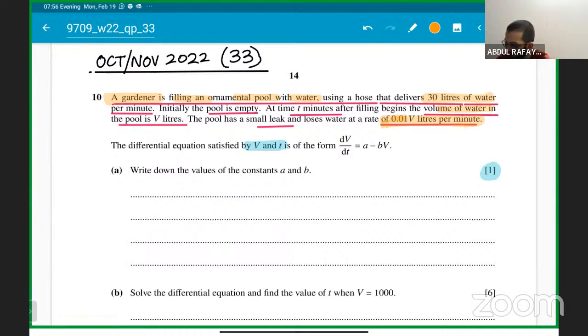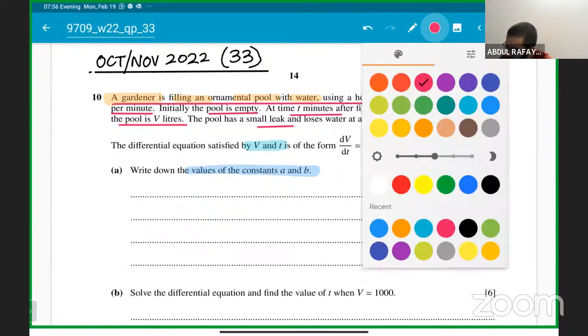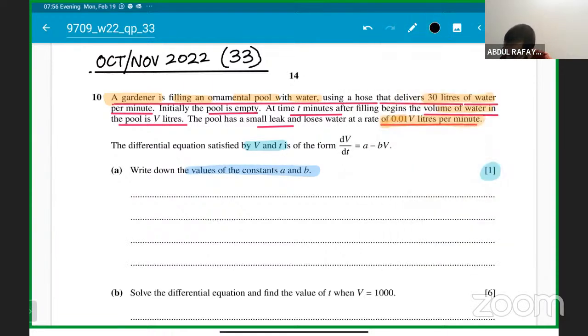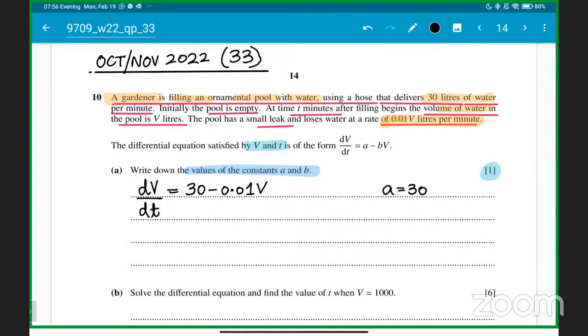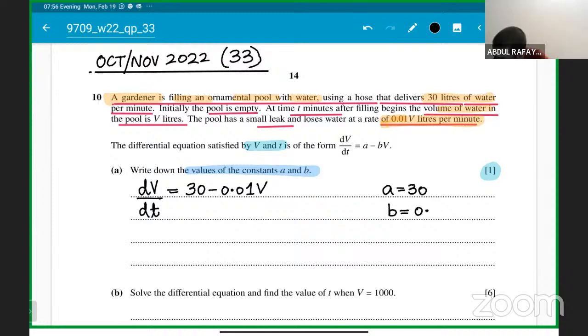So it's very simple. Write down the values of the constants A and B. It's very clear that the rate of change of volume with respect to t is coming in at 30 liters per minute and leaving out at 0.01V liters per minute. A is 30, coming in at a rate of 30, and B is 0.01, going out at that rate. Sorry, B is positive 0.01. The minus sign will make it negative itself.